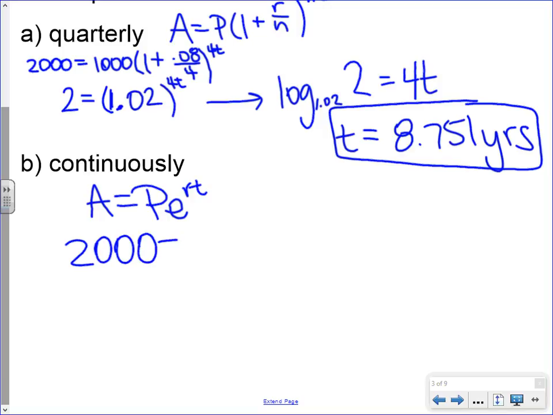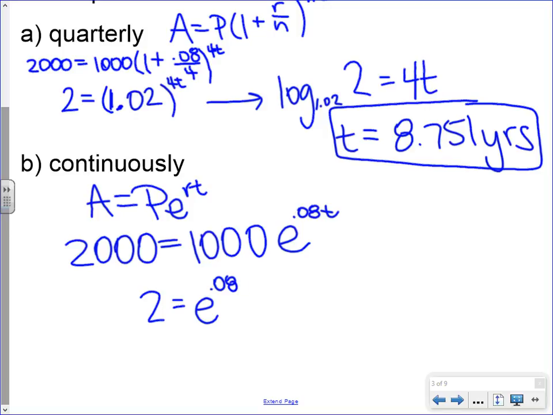So A is still 2,000, P is still 1,000, but now we just have e to the 0.08 t. All right, so same thing here. 2,000 divided by 1,000 is 2. Since we want our investment to double, we wouldn't even need to know A and P. We know that A divided by P will be 2.